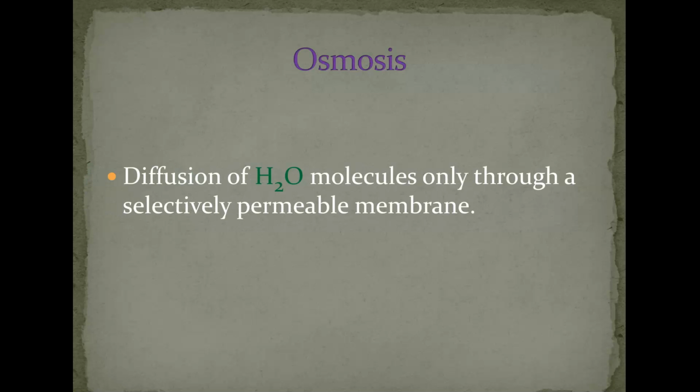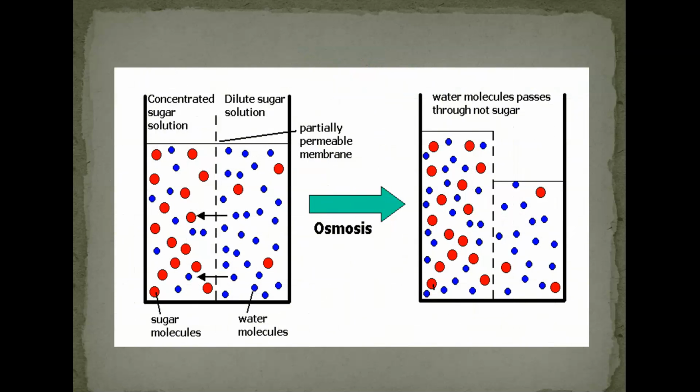Our next type is called osmosis, and osmosis is the diffusion of water molecules through our permeable membrane. This is different because it's focusing just on the movement of water here. Nothing else is moving in our simulation. So let's take a look at an example of that.